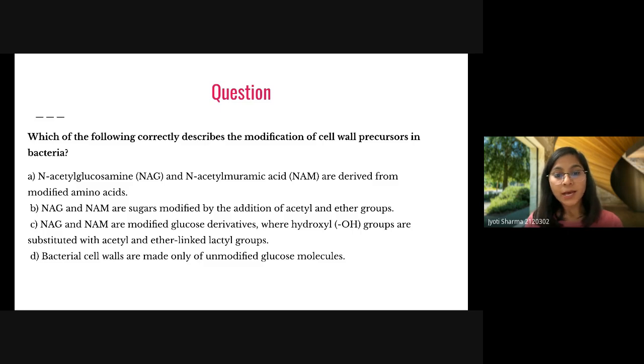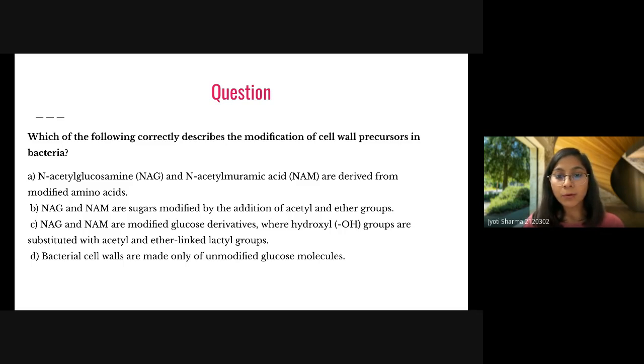So the options are: NAG and NAM are derived from modified amino acids. NAG and NAMs are sugar modified by addition of acetyl and ether groups. NAG and NAM are modified sugar derivatives where hydroxyl groups are substituted by acetyl and ether linked lactyl groups. And bacterial cell walls are made only of unmodified glucose molecules.